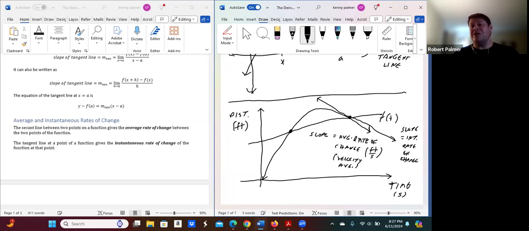Okay, instantaneous rate of change. That's the speed exactly at that moment. So once again, the secant line gives me the average rate of change from these two points. But the slope of this tangent line gives me the instantaneous rate of change at that moment. And the same unit is also velocity, in this case, instantaneous velocity.